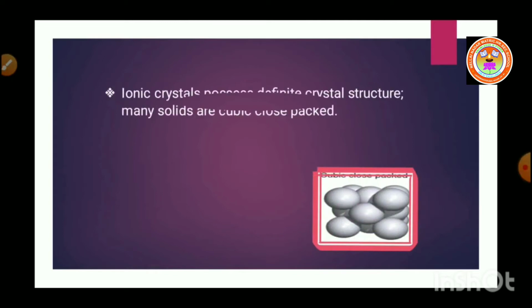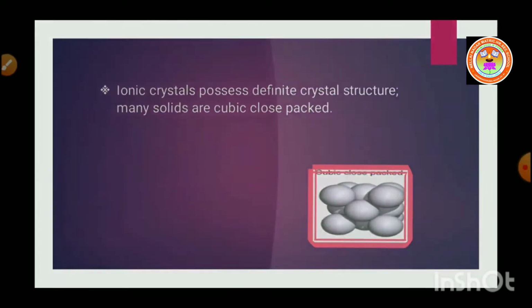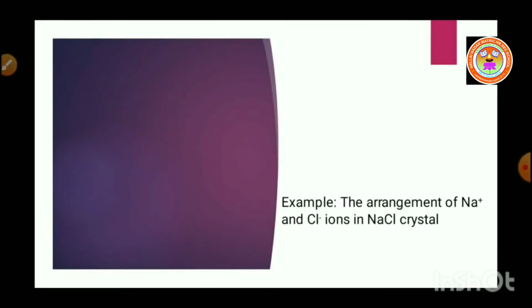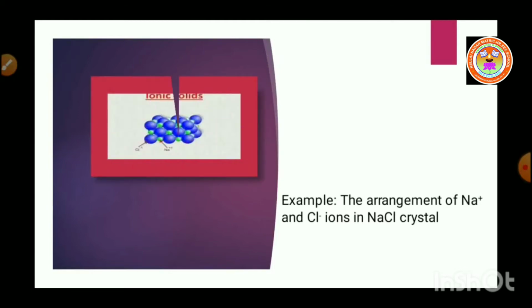See, ionic crystals possess a definite crystal structure. Many solids have a cubic close packed structure. Now clear this ionic solid. The best example of an ionic solid is NaCl. In NaCl, Na plus and Cl minus ions are present in the crystal. Now clear this.